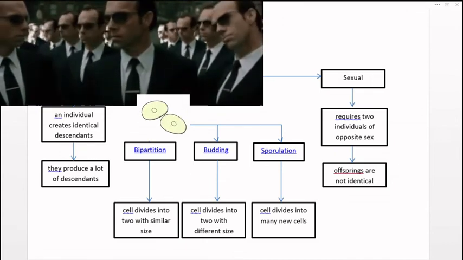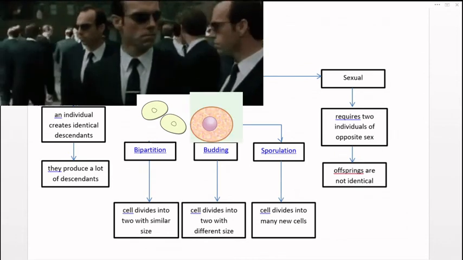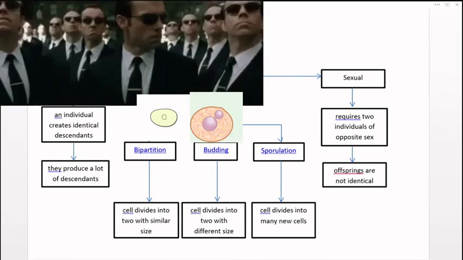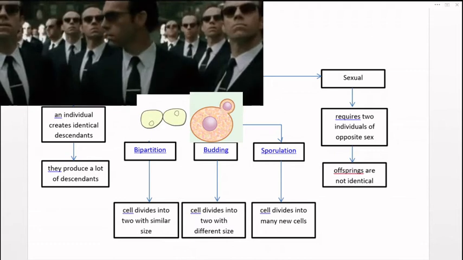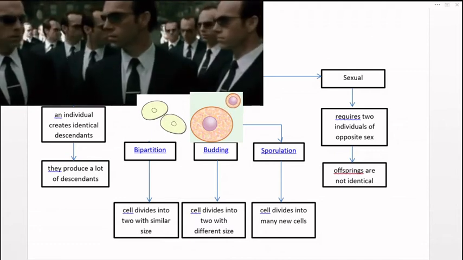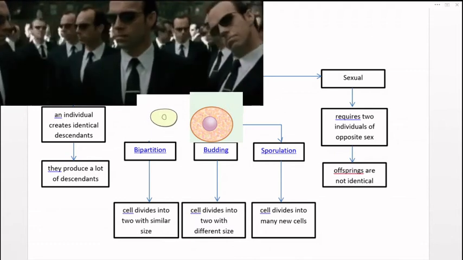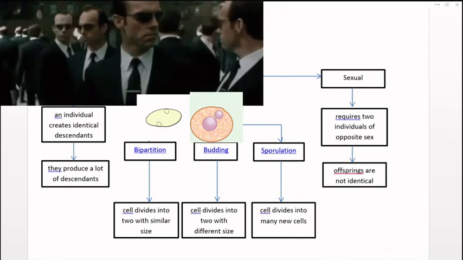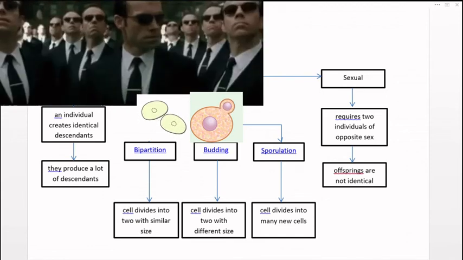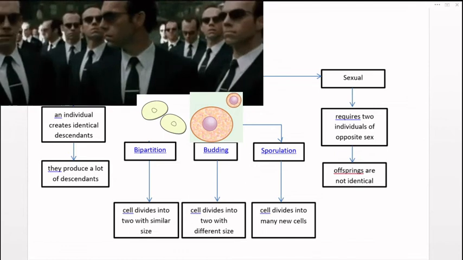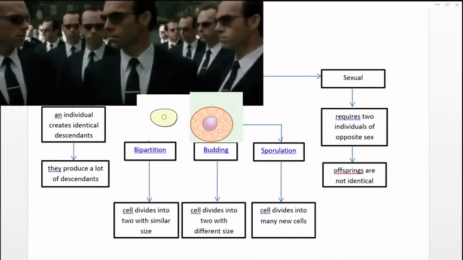The second type is the budding, en el cual va a aparecer una célula mayor y otra que se desgaja, que se escinde, que es lo que denominamos gema y que es de un tamaño muy inferior, aunque luego posteriormente crecerá y se convertirá en una célula tan grande como es la otra.